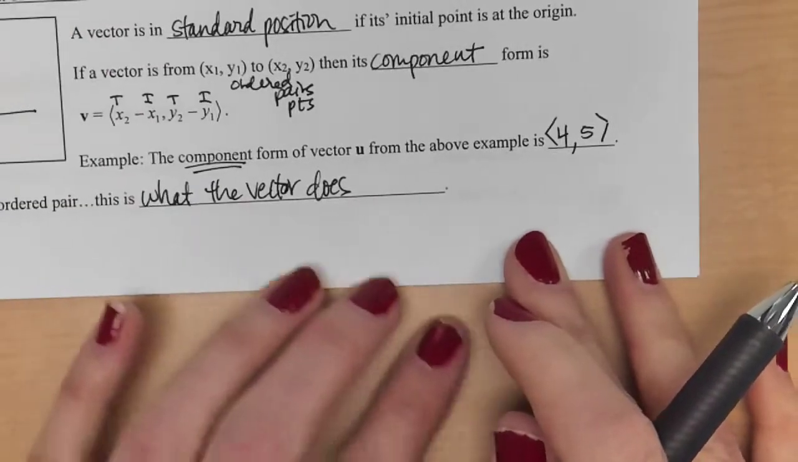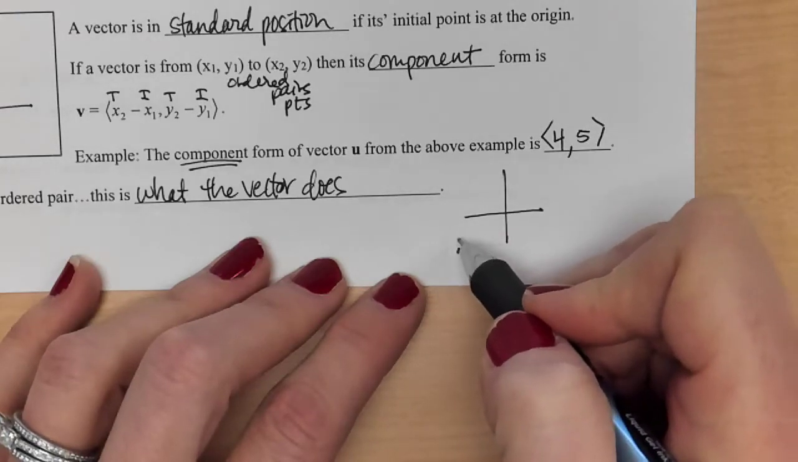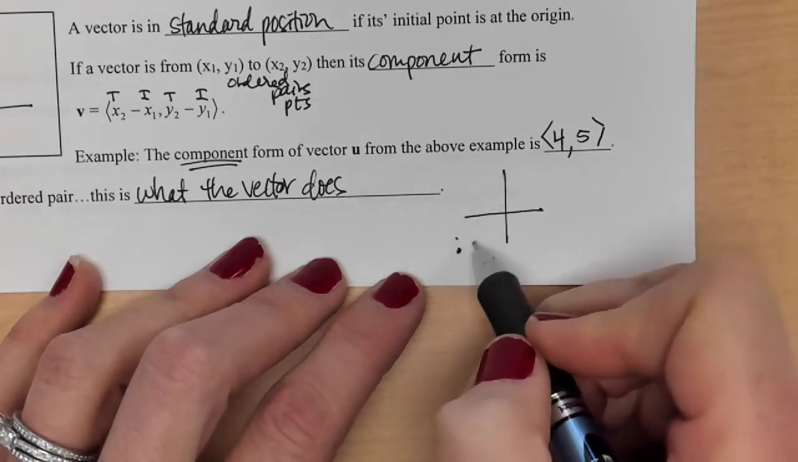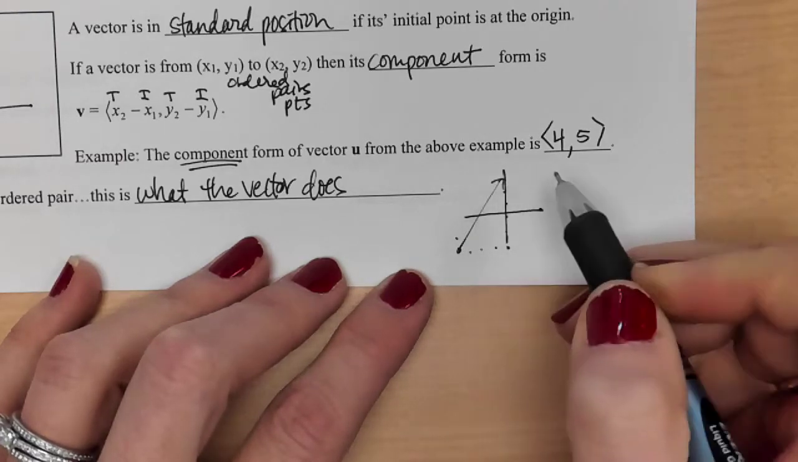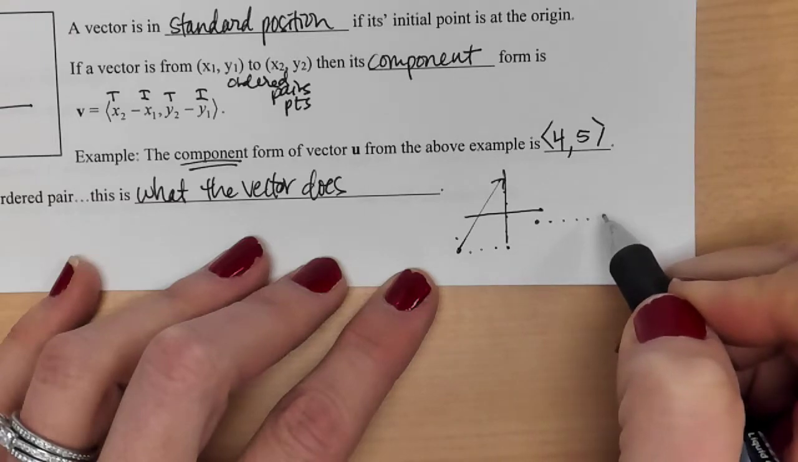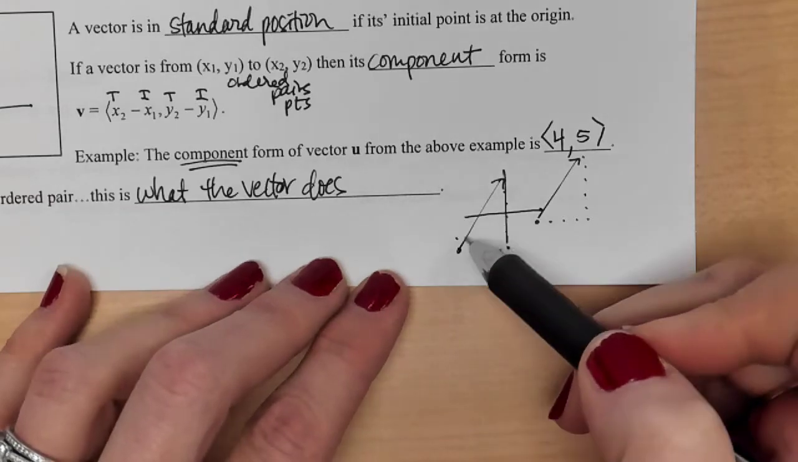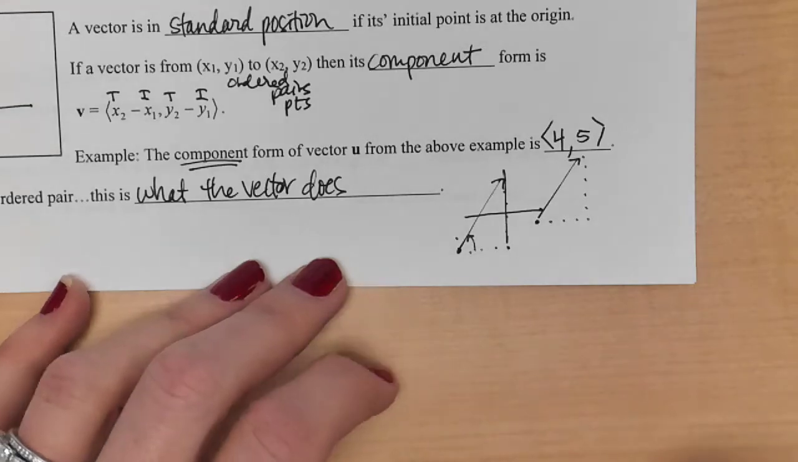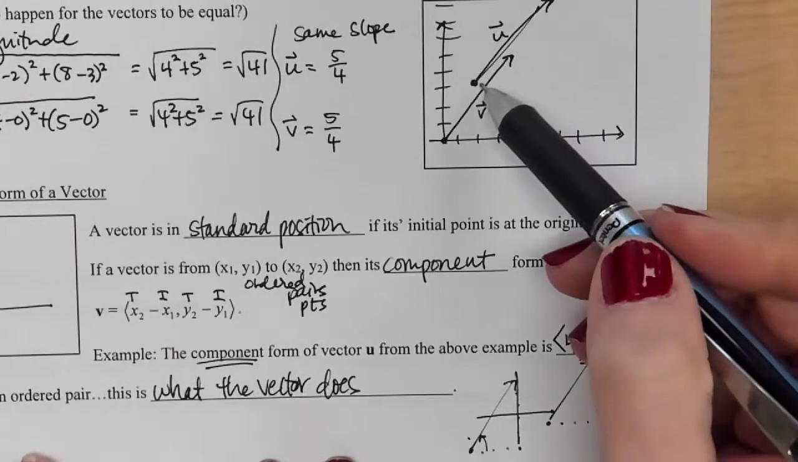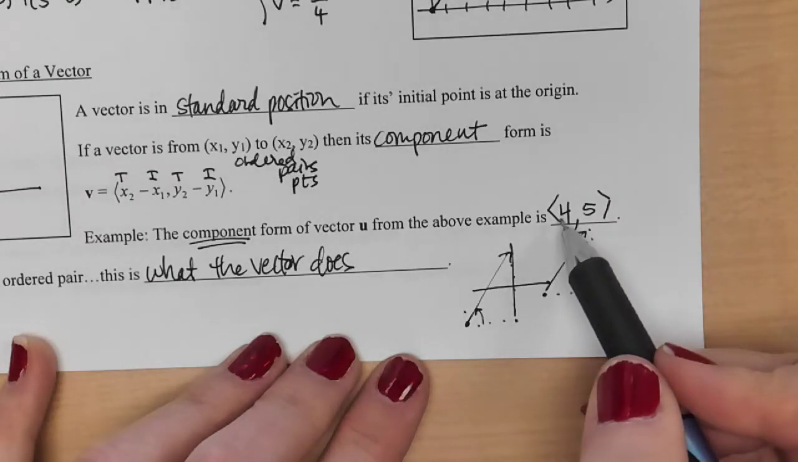The interesting thing about vectors is they don't have location. So a vector could be anywhere, and as long as it goes over 4, 1, 2, 3, 4, and up 5, 1, 2, 3, 4, 5, it is the same vector as this one. Vectors do not have location, they just have magnitude, length, and direction, which is slope or that angle. So this vector u, which is 4, 5, is the same as this one, is the same as this one. As long as you go over 4 and up 5, you are all the same vector.